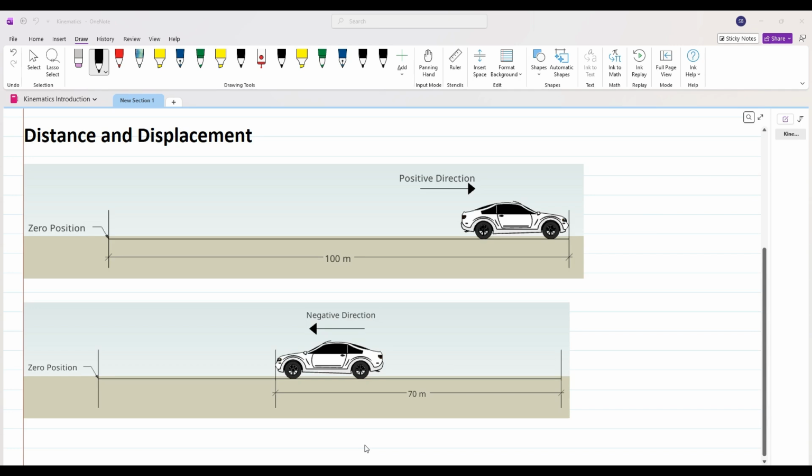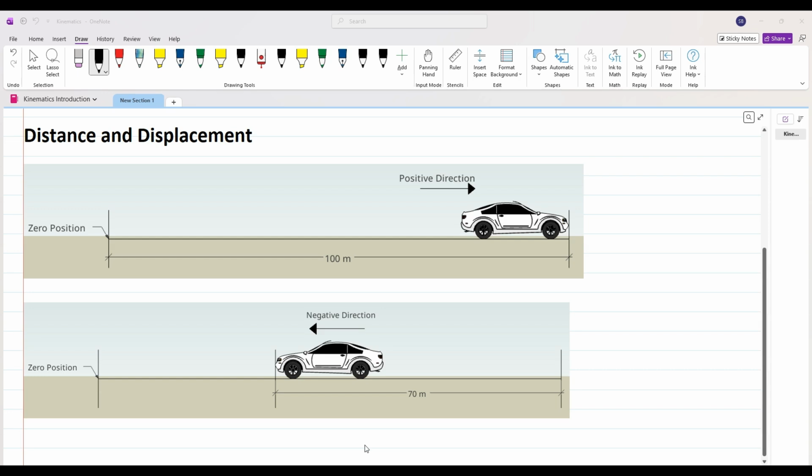First, we must assign which direction is positive and which is negative. In this case, as the car moves from left to right, it is assigned as positive. When the car travels from right to left, this is assigned as negative. We must also assign a fixed origin which is called the zero position. In the first diagram, when the car moves relative to the origin, it has travelled a distance of 100 metres. Its displacement is also 100 metres.